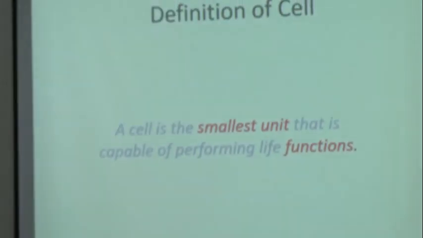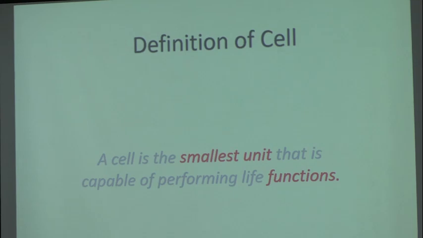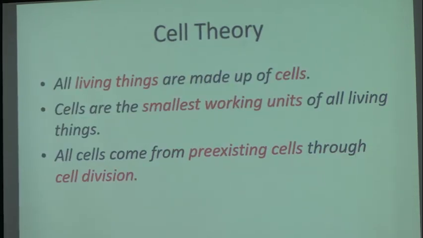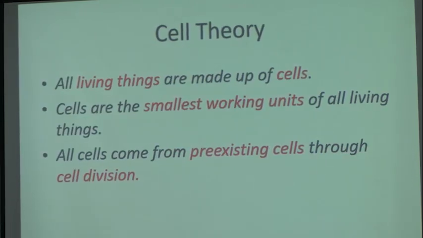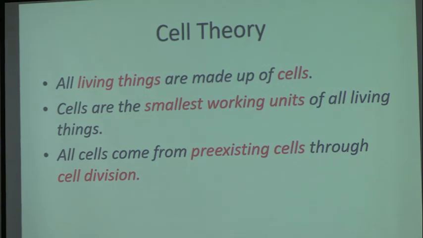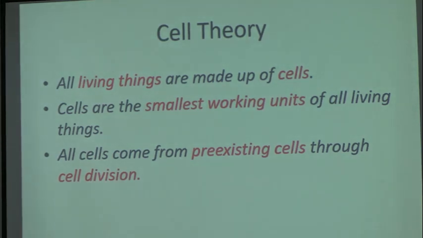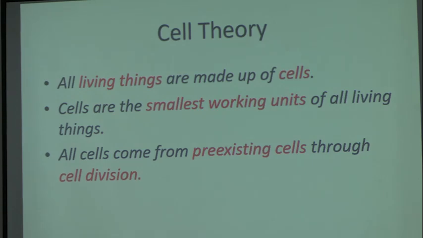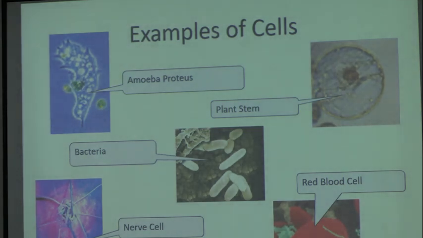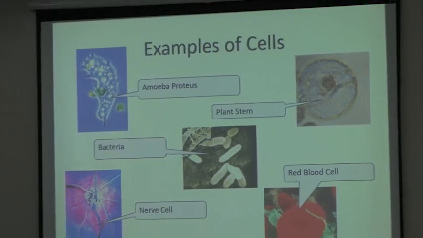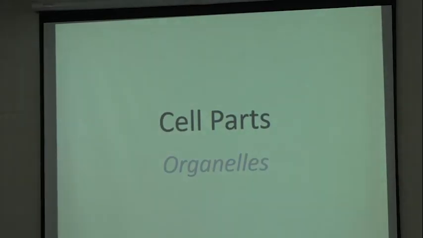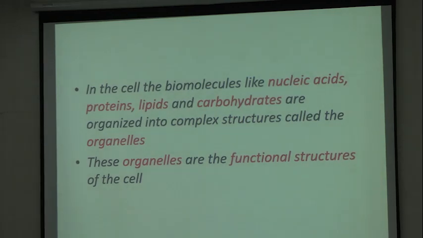A cell is the smallest unit that is capable of performing functions. All living things are made up of cells, no doubt about it. Cells are the smallest working units. And all the cells come from pre-existing cells, obviously through cell division. These are some examples of cells and cell parts.